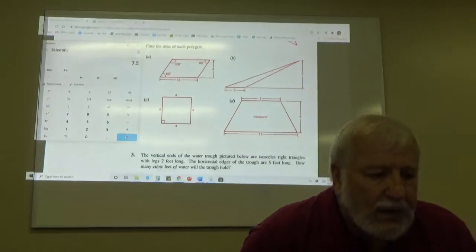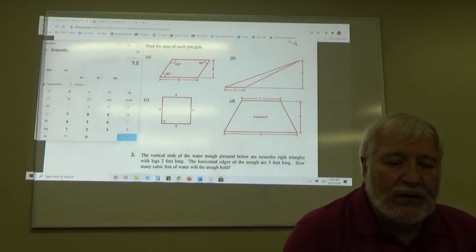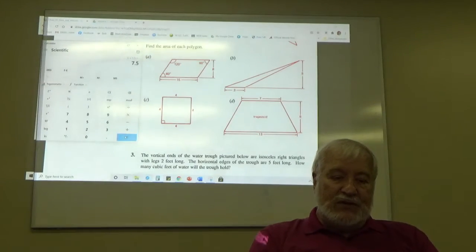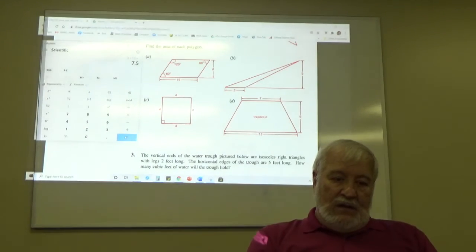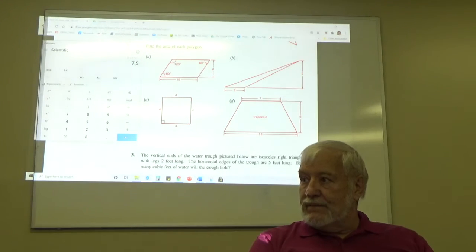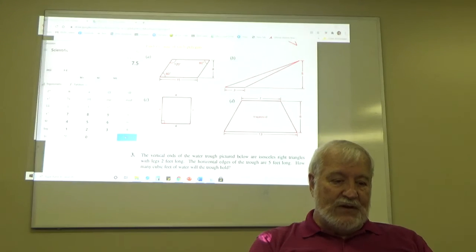Okay, all right, so next one I'm not even going to do. All right, trapezoid I do want you to do. All right, I want the area of the trapezoid.